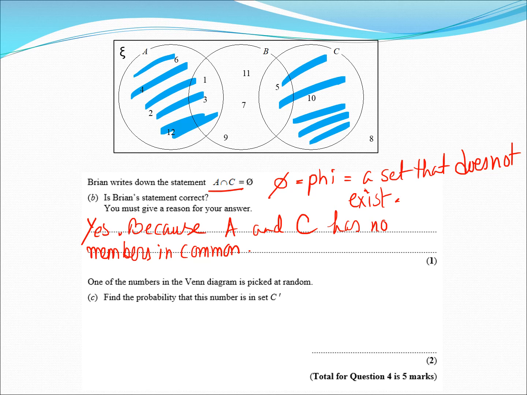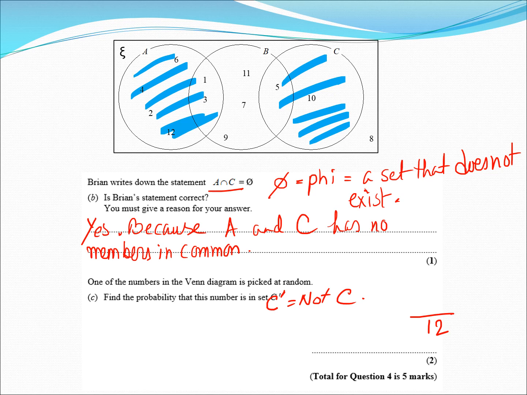Okay? One of the numbers in the Venn diagram is picked at random. Find the probability that this number is in set not C. This means not C. So let's see how many members are altogether. We can see there are 1, 2, 3, 4, 5, 6, 7, 8, 9, 10, 11, 12. So there are 12 members altogether in these 3 sets, in the whole universal set.